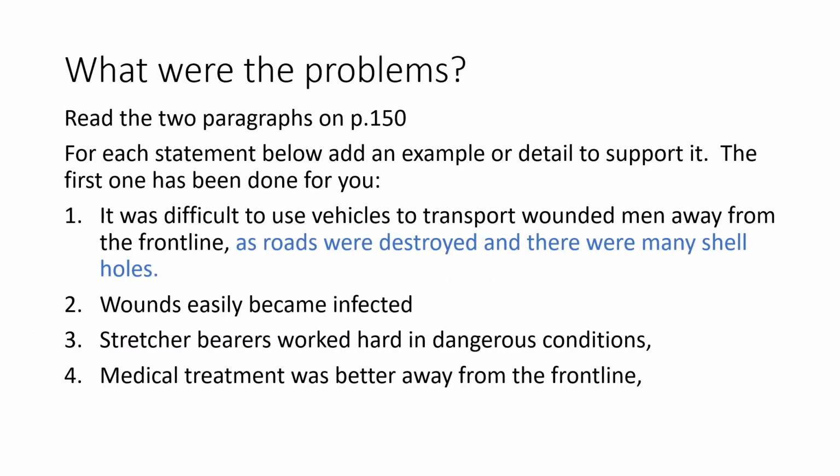On page 150 in the textbook, remember you can access this online via Active Learn. Have a look at the first two paragraphs, and then for each statement below, copy the black writing and then add an example or a detail to support it. So the first one's been done for you. It says, it was difficult to use vehicles to transport wounded men away from the front line, and then a detail has been added. So roads were destroyed and there were many shell holes like we just saw in the painting. So do the same thing for statement 2, 3 and 4. Pause the video while you do that and look at the textbook.